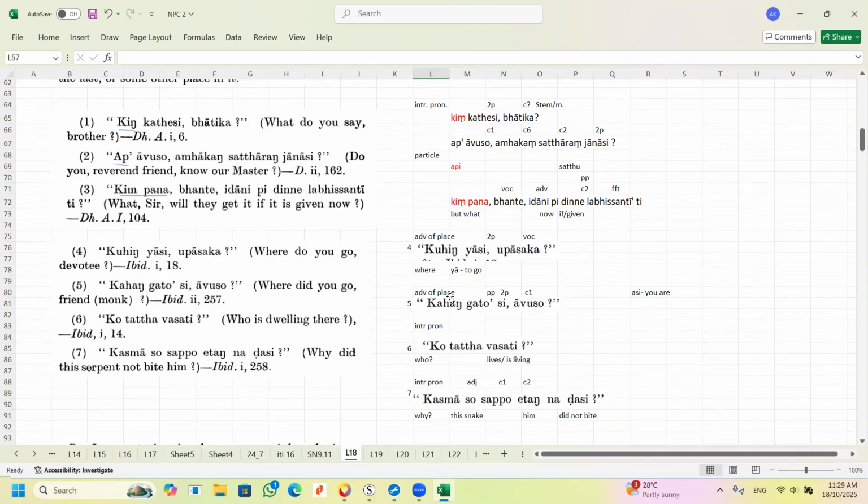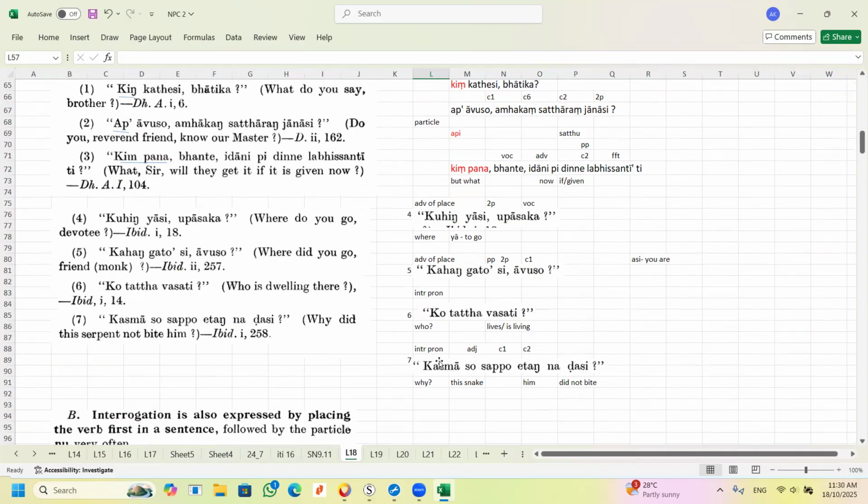See na? Kuhim. And then can you see the word? This is an interrogative pronoun. And then this is also an interrogative pronoun. Kasma. They all come from the word ka. All this comes from ka.